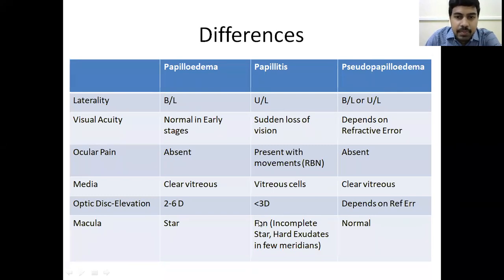In papillitis, especially neuroretinitis, there will be a macular star or macular fan. Macular fan is an incomplete star, that is, only in a few meridians the hard exudates are present. That is called a macular fan. So in papillitis, usually there may be a macular fan. In neuroretinitis, there is a macular star. In pseudopapilledema, there is no such entity. So these are the differences between papilledema, papillitis, and pseudopapilledema, which can be asked as a question.